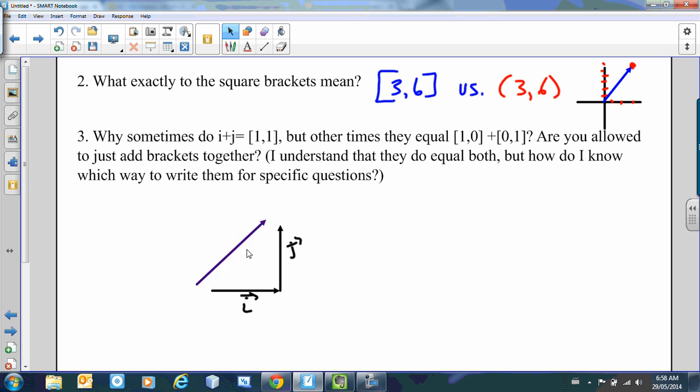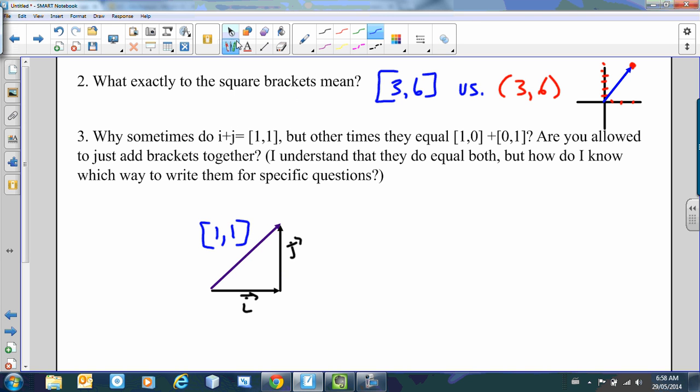Well, based on what we've said before, we define it in the Cartesian plane as the amount of it going x, the amount of it going y, or the amount of it going to the right, the amount of it going up. And so if we think about what that represents, we have a 1 going to the right, we have 1 going up. Square brackets indicate that that's a vector. And so this vector would be defined by this coordinate as well. So I would say, are you simply allowed to add the brackets together?